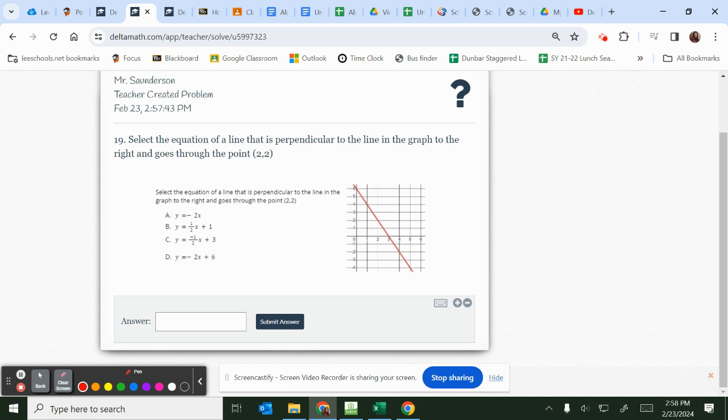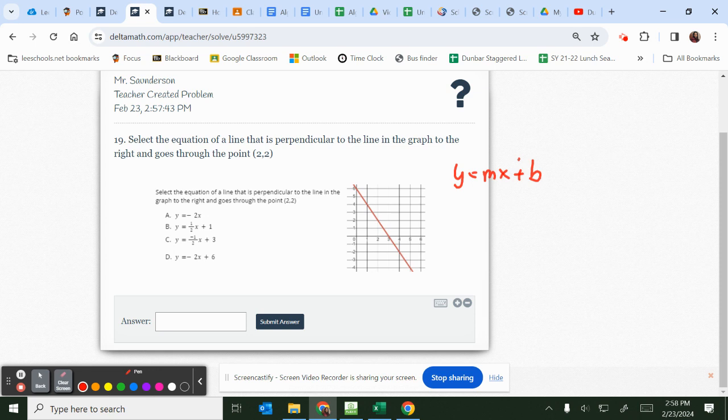Question number 19. It says select the equation of a line that is perpendicular to the line in the graph to the right and goes through point (2, 2). So what we need to do is find what is perpendicular to this line right here. But for me to find that, I need to first define the equation of the line using y = mx + b.